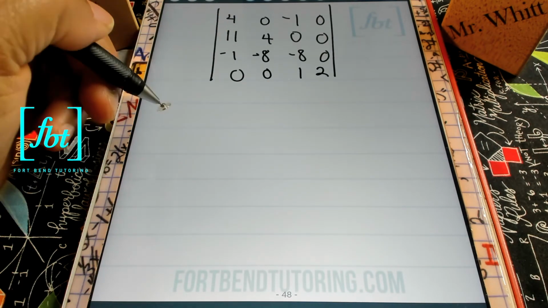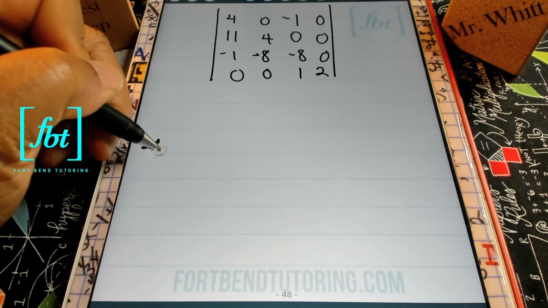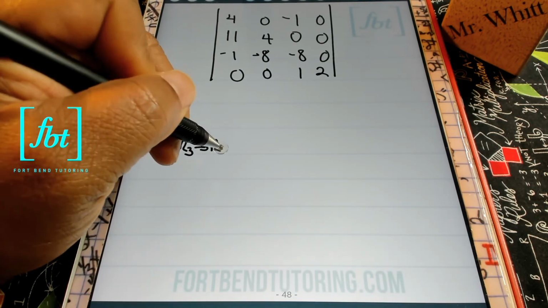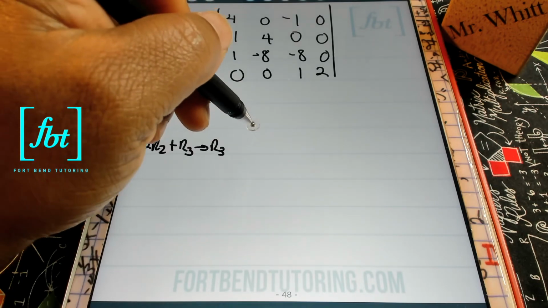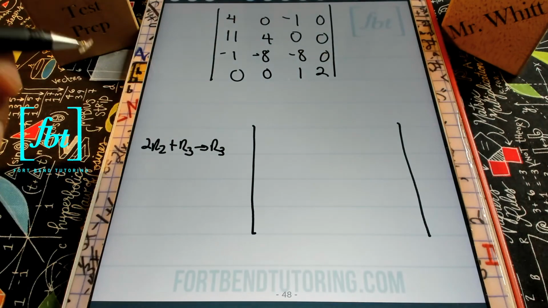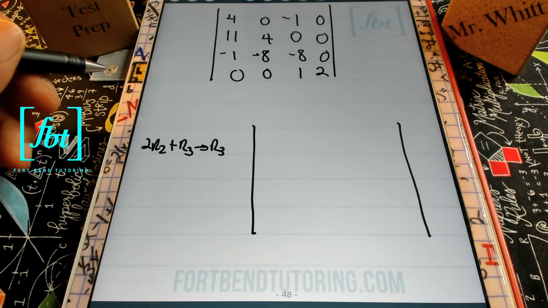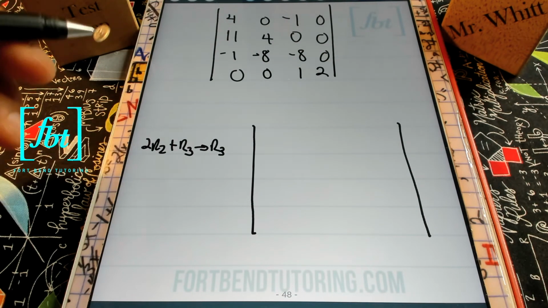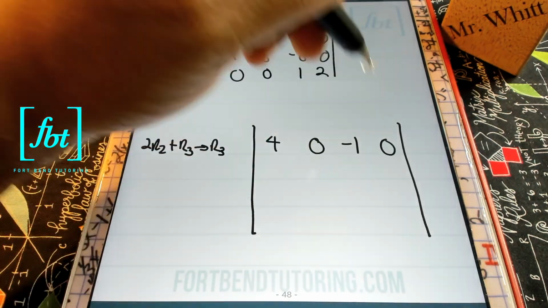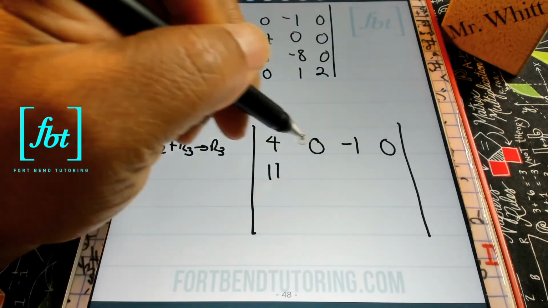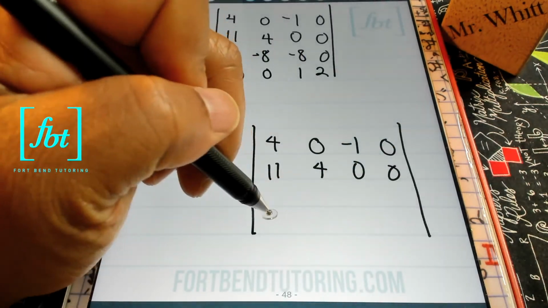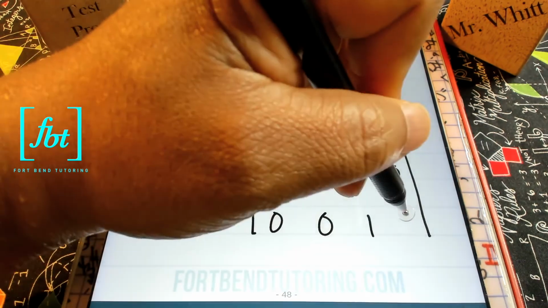Our next operation is going to be to multiply 2 times row 2, add that to row 3, placing the result in row 3. 1, 2, 3, 4. Counting lines, guys. So we're going to be bringing down rows 1, 2, and 4. We'll have 4, 0, -1, 0. We'll also have 11, 4, 0, 0, as well as 0, 0, 1, 2.